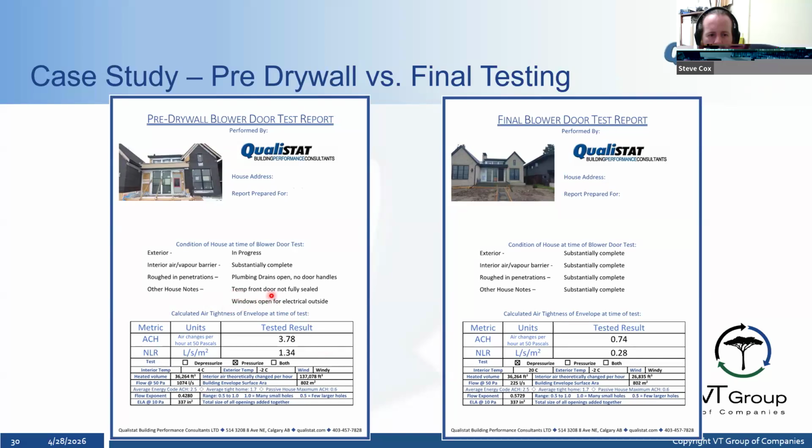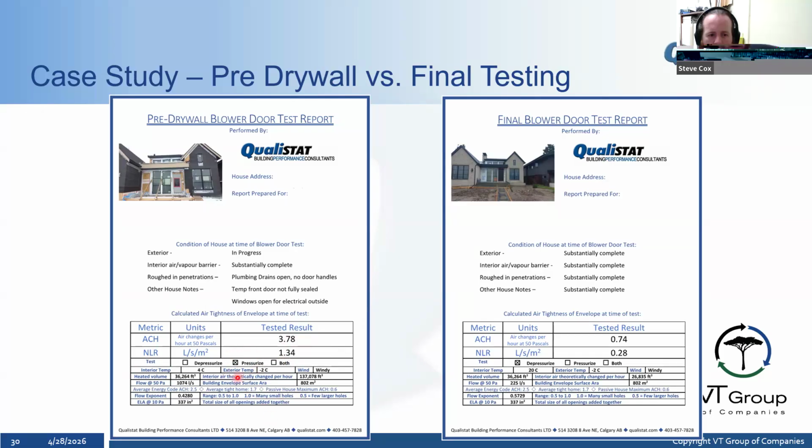Actually here, yeah. There's a temp door that was fully not sealed, and there were windows open for electrical. Sometimes that's what happens. The power supply is hooked up to the panel in the basement, and then the electricians haven't electrified any circuits yet. So there's wires that run through the house, through the windows, to allow the guys outside power to do their job. So this one had a 3.78 ACH, a 1.34 NLR.